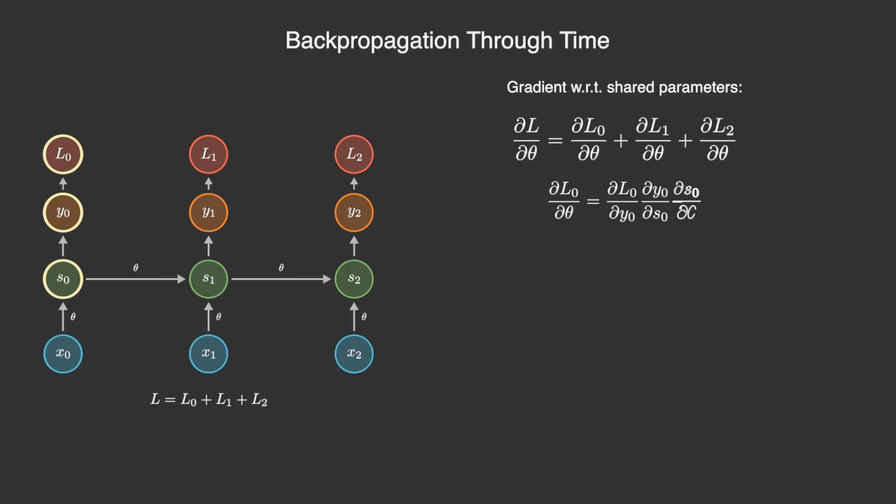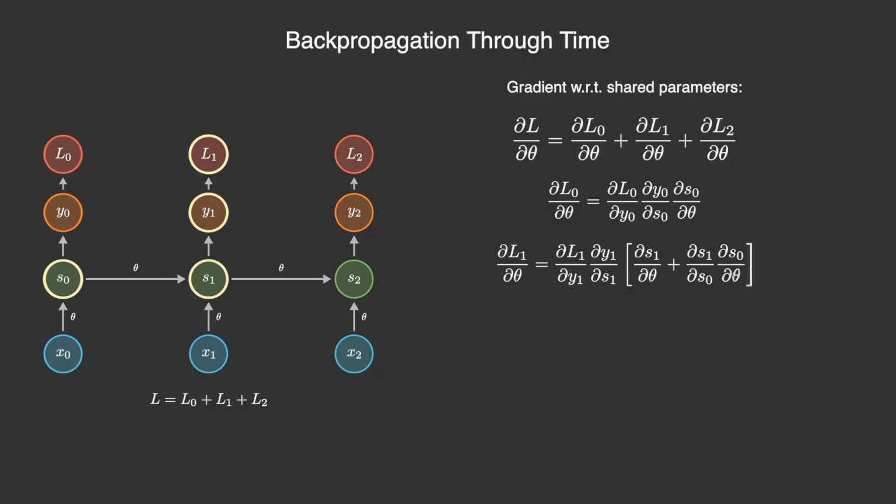So for the first time step, it's very straightforward. The gradient of L0 with respect to theta is just a chain rule applied along a single path, from L0 through Y0 through S0 down to theta. For the second time step, things get more interesting. The gradient of L1 with respect to theta has two contributions inside the brackets. The first is the direct effect, how theta influences S1 through the current input. The second traces back through the recurrence, how theta influences S0, which then influences S1.